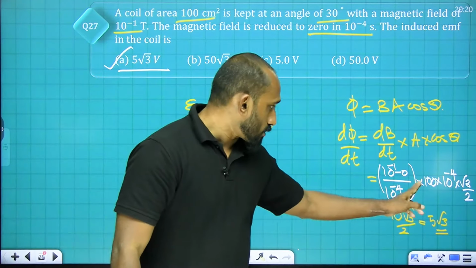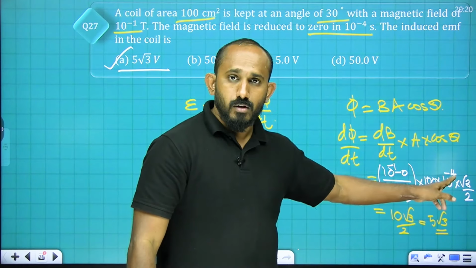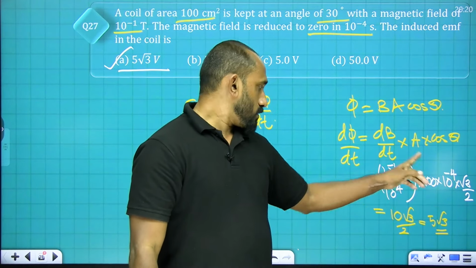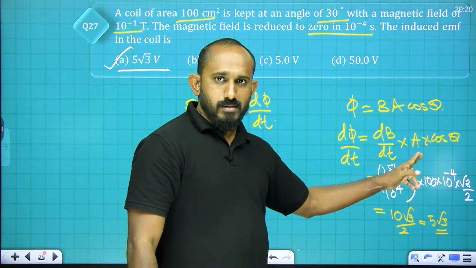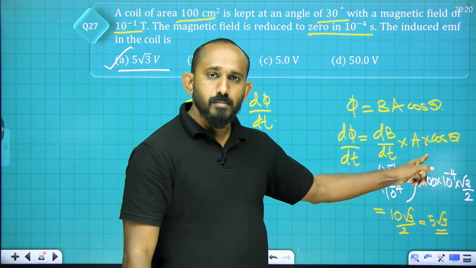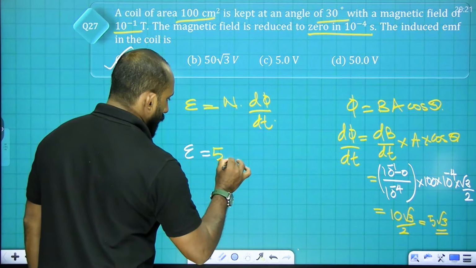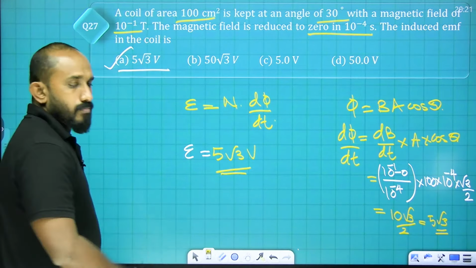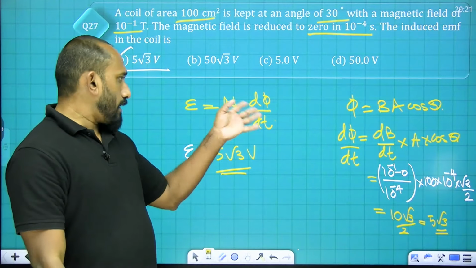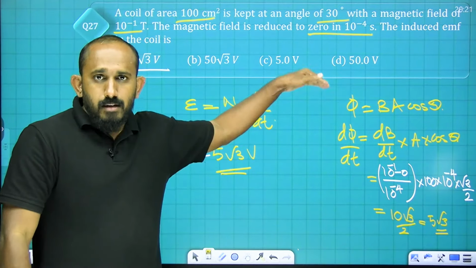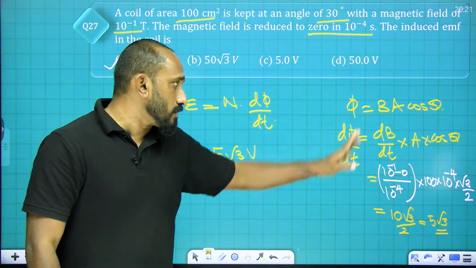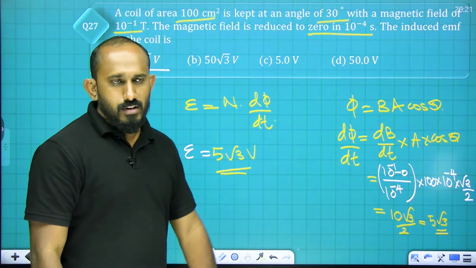Is that clear? So 10 raised to 2, 10 raised to minus 4, it becomes 10 raised to minus 2 into 10 raised to minus 1, 10 raised to minus 3. So 10 raised to minus 4 comes up, becomes 10. So 10 root 3 by 2, so 5 root 3 is the correct answer. It's fine, that concept is there. So here again, the magnetic field is changing, but the angle is there, so you have to consider that one. Let's go for the next question.